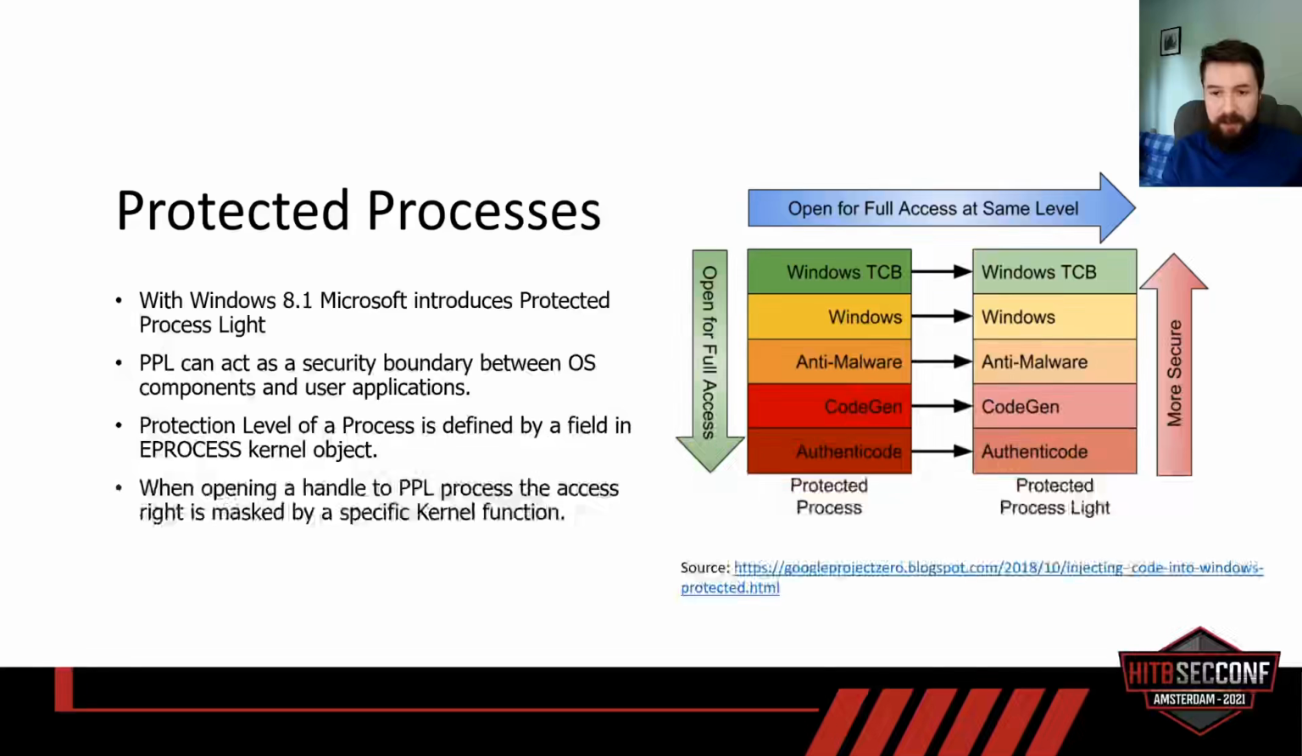If a process is started as PPL, opening handles with full access is not permitted, and the access right will be masked to lower according to its PPL level. PPLs also have a hierarchical level system between each other. As shown in the graph, a PPL process with Windows TCB level can open full access to all other PPL processes, while a process with anti-malware level can only access fully processes with the same level or below.